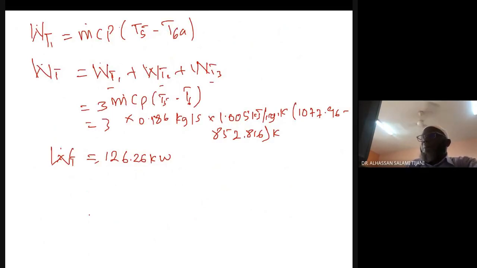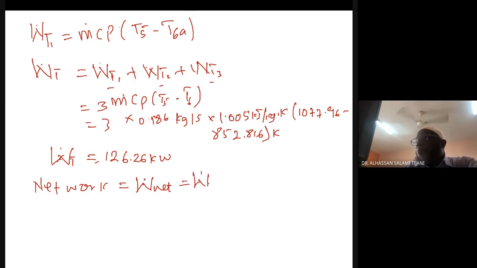Okay, so now the network equals W net. This equals the turbine work output minus the total compressor work. Okay, so the total turbine and total compressor work.